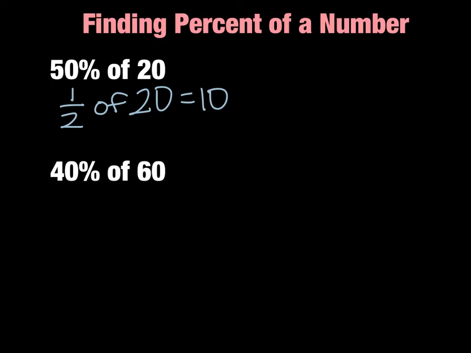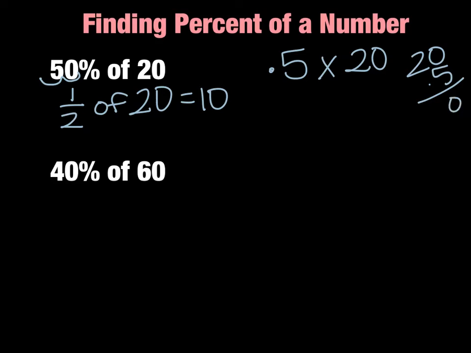If you want to do it with changing it to a decimal, you simply change 50% to a decimal and you get 0.5. Of becomes multiplying times 20. So you would take 20 times 0.5, 5 times 0 is 0, 5 times 2 is 10, and you would move that decimal back one place and get an answer of 10. Either way, you get the same answer of 10.